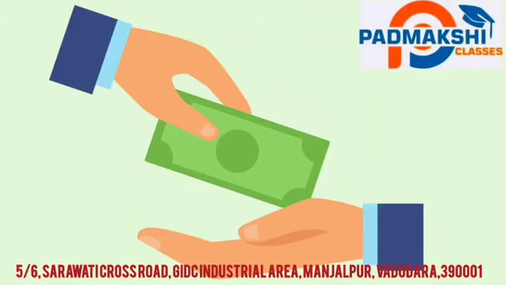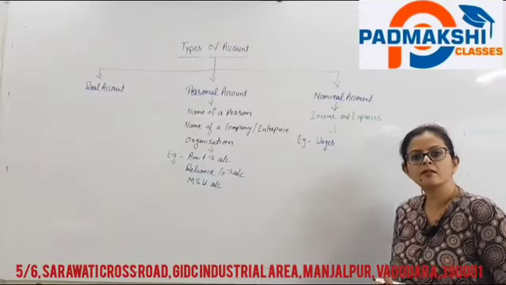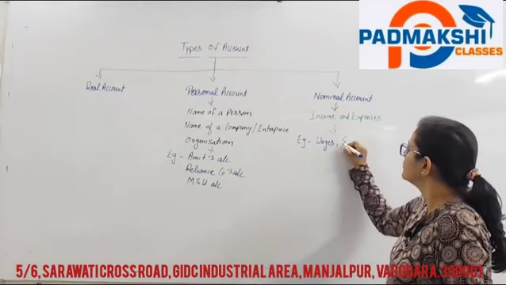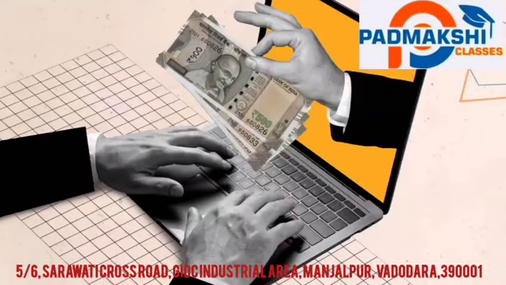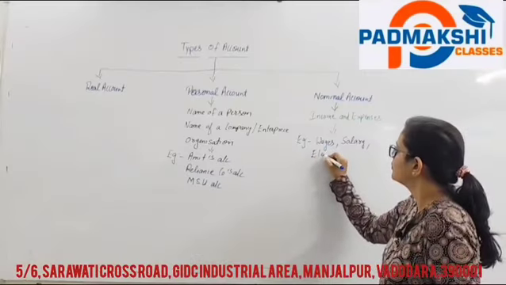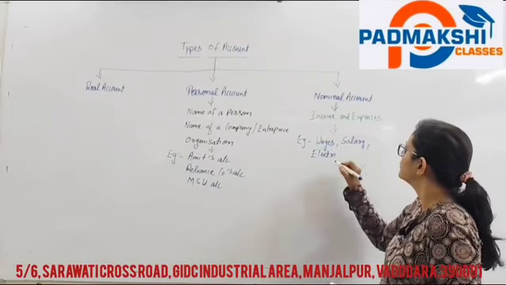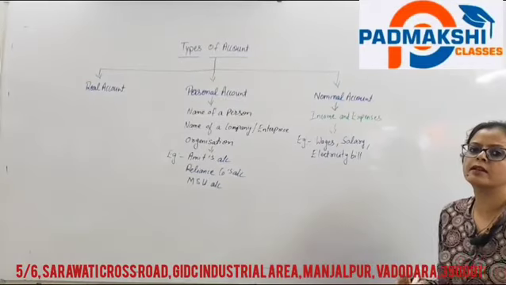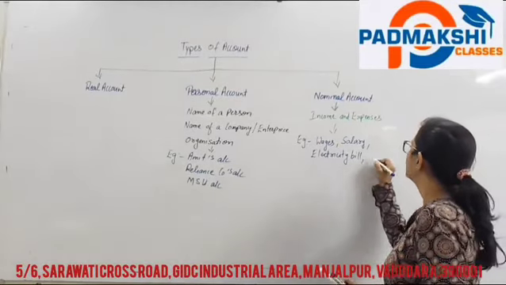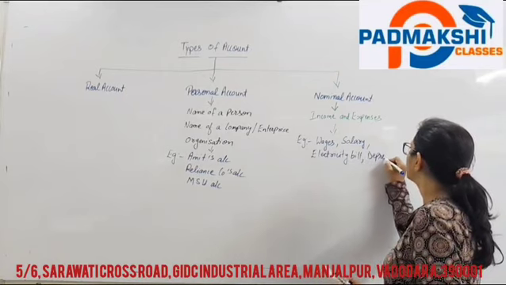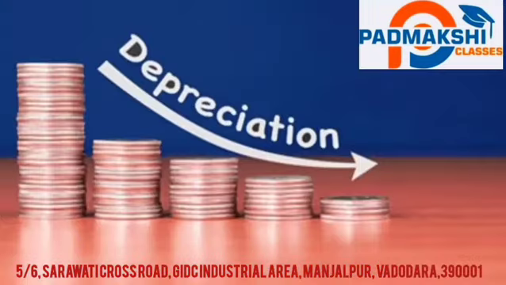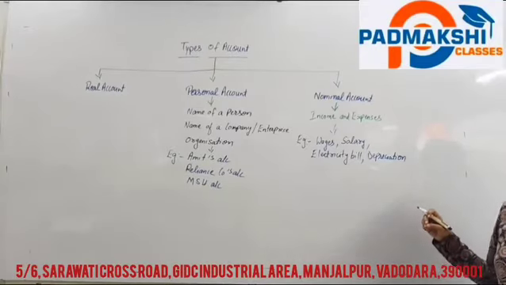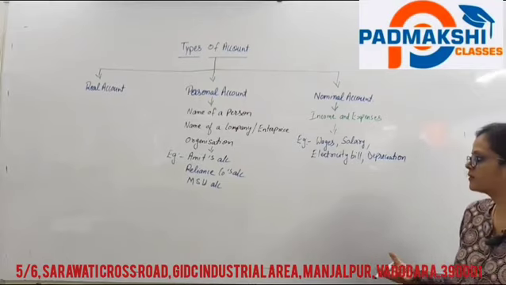For example, you have paid wages. It's an expense which occurs on a regular basis. So wages, salary. Electricity bill you have paid, so it's an expense for the company. Depreciation. Now depreciation again, it's an expense which occurs on your fixed assets.